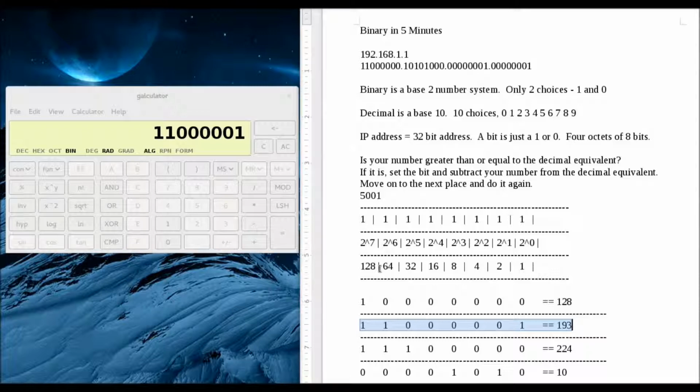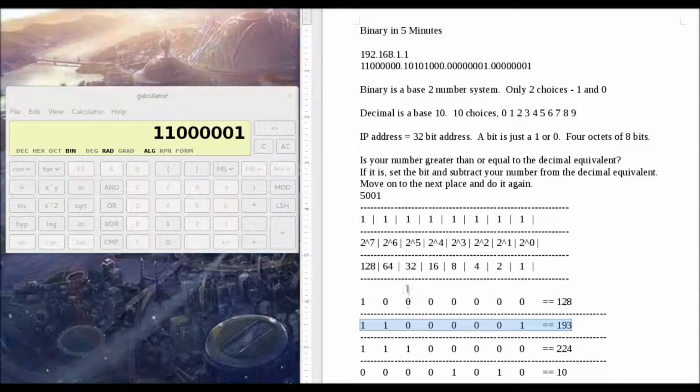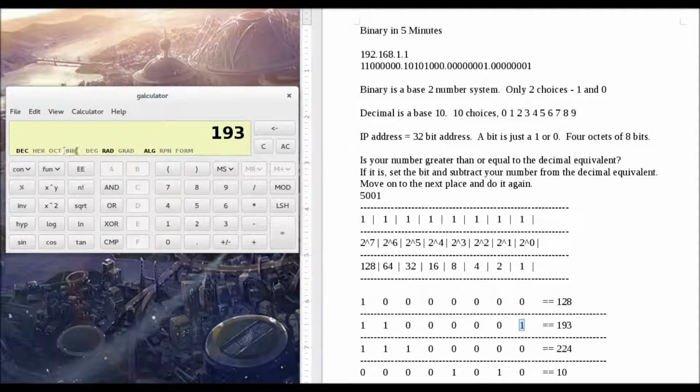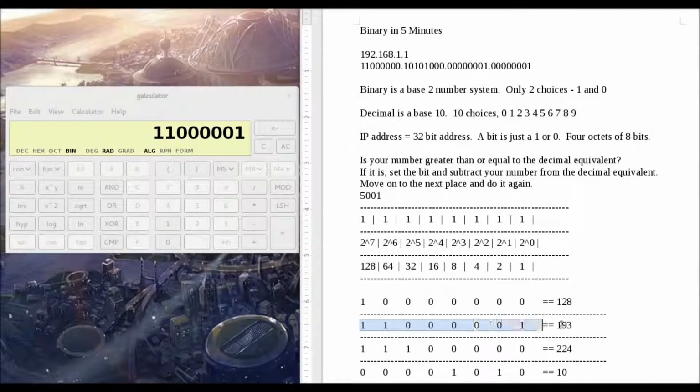Okay, my new number, 65. Is 65 greater than or equal to 64? Yes. Set the bit, and subtract. You get a 1. So now your new number is 1. Is 1 greater than or equal to any of these? 32, 16, 8, 4, 2. No, it's not. So you put zeros there. Then you get to the last one. Is it greater than or equal to 1? Yes. Set the bit, and you're done. And you see here on the calculator, there, 193, and there is your translation.